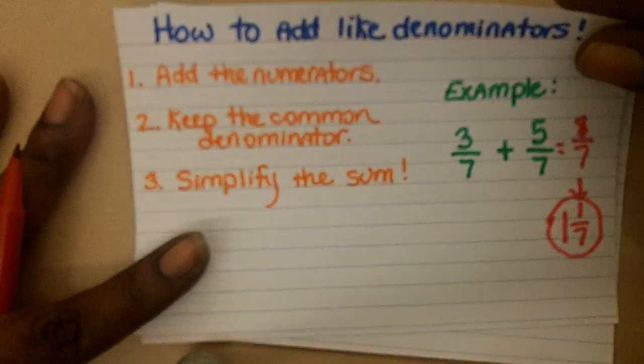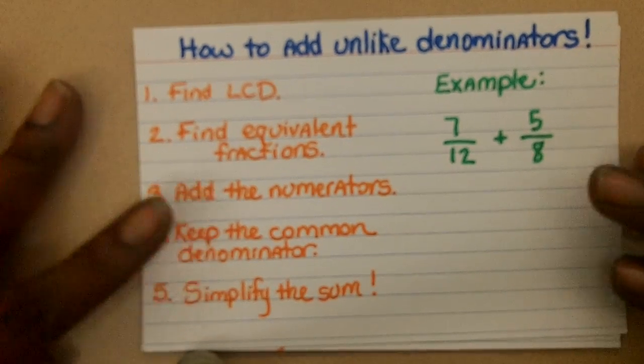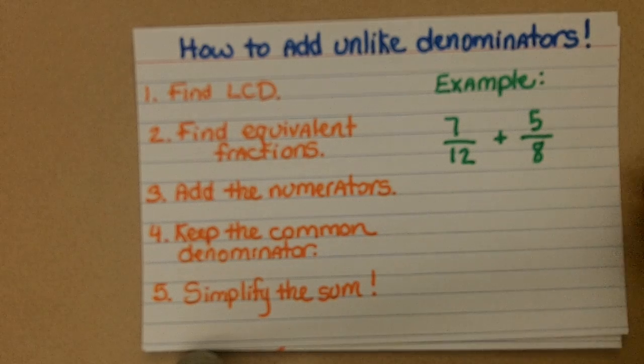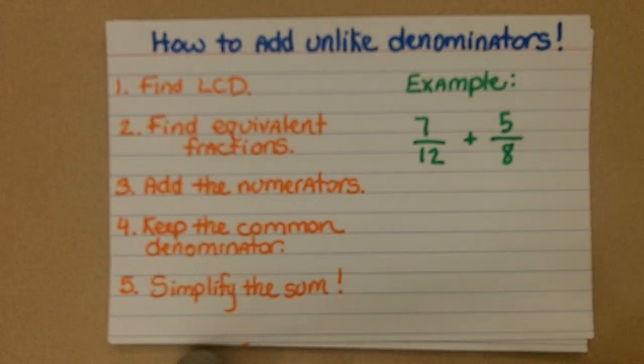Now, we are also going to talk about how to add unlike denominators. So this is going to be opposite of like. Unlike denominators is when you have 2 or more fractions with different denominators. So it's a little bit more involved. First is to find the LCD. That means the least common denominator.